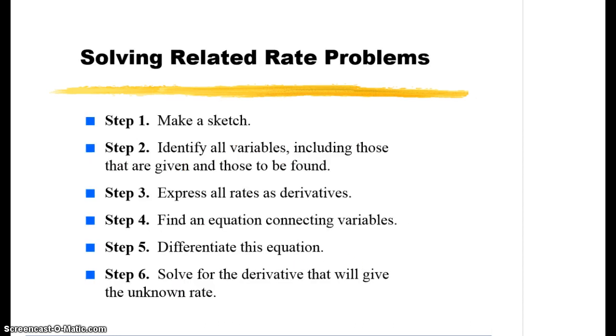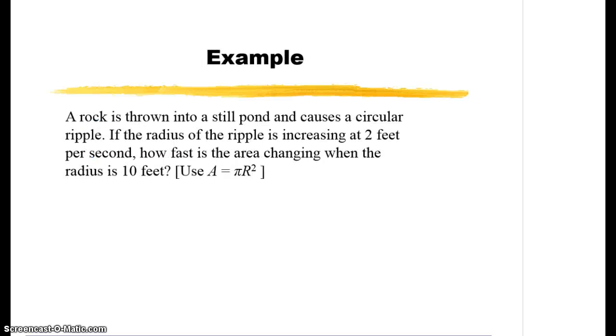So in general, when you're solving related rate problems, these 6 steps are helpful to remember. Make a sketch if possible. Identify all variables, including the ones that are given and the ones you're looking for. Express all rates as derivatives. Find an equation connecting the variables. Differentiate the equation and solve for the derivative that you are looking for. Right? Related rates. One derivative is given in terms of another.